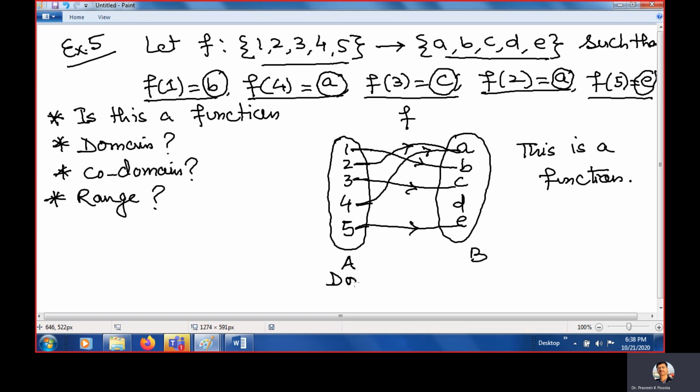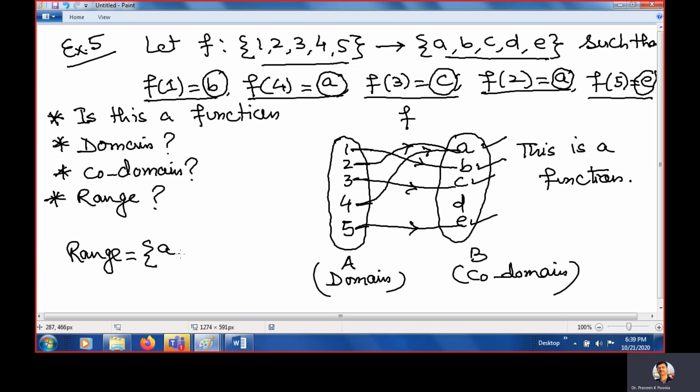Now, what is the domain? I told you set A is the domain. Set B is called the codomain. Clear? And what is the range? Now, listen. Range is the image set: A, B, C, and E. This is the range. Why is D not included in the range? Because the element D is empty. Understand? So what is the domain? 1, 2, 3, 4, 5. What is the codomain? A, B, C, D, E. And what is the range? In range, just remember, D will not be included.